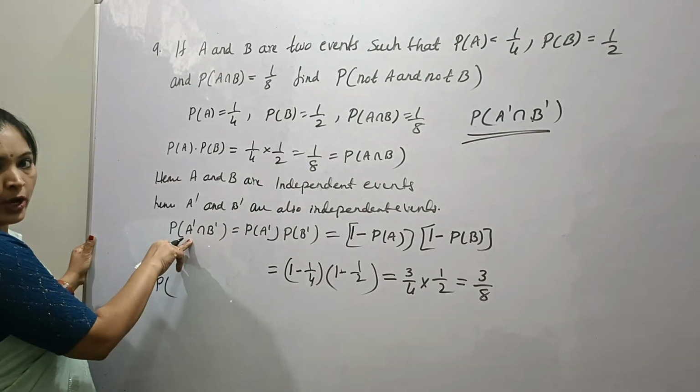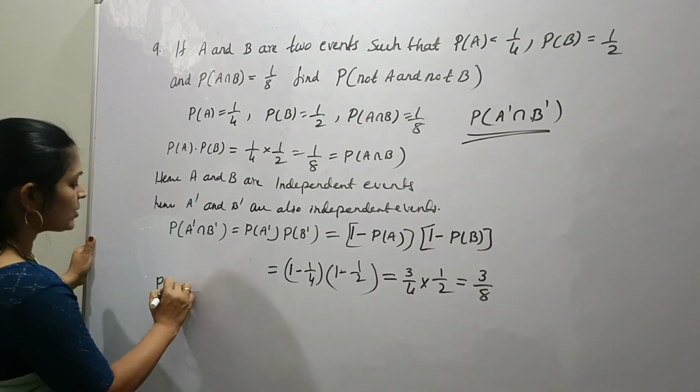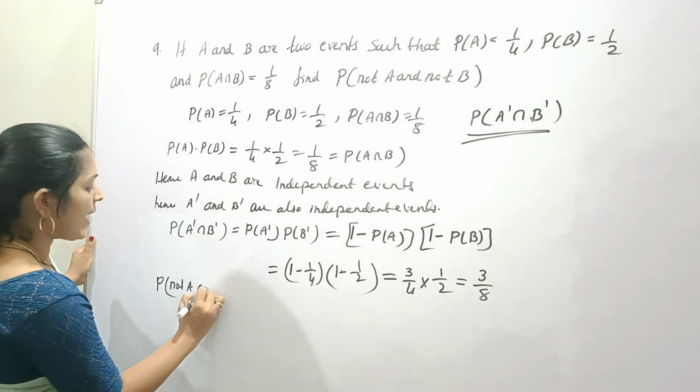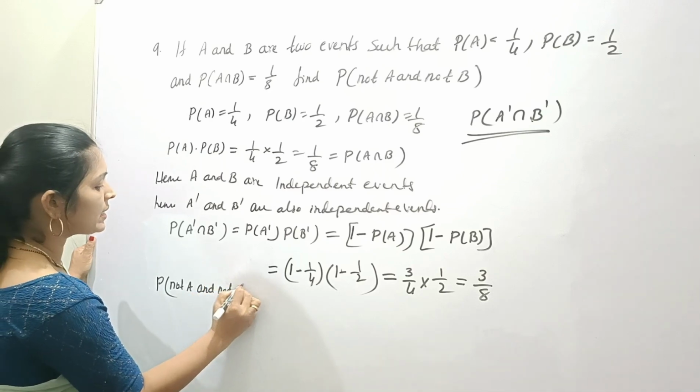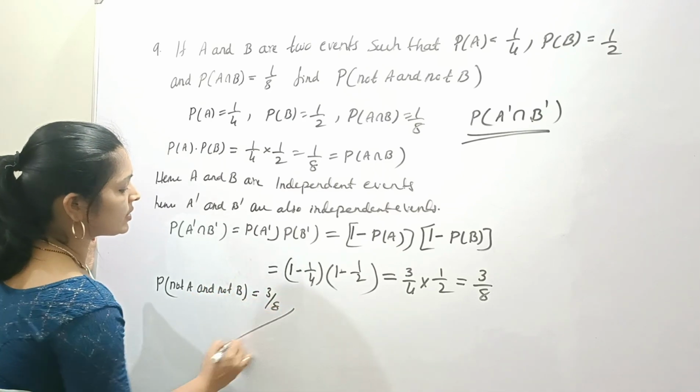Probability of A complement is nothing but not A, right? So not A and not B is equal to 3 by 8.